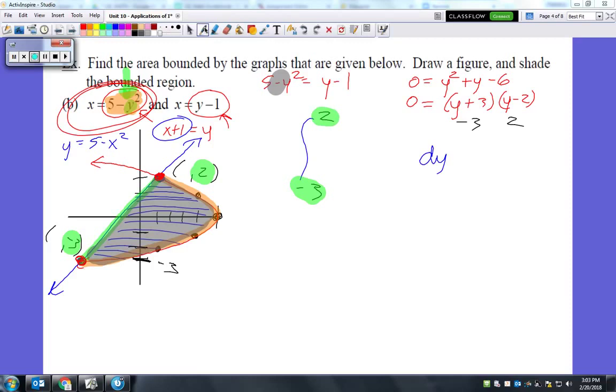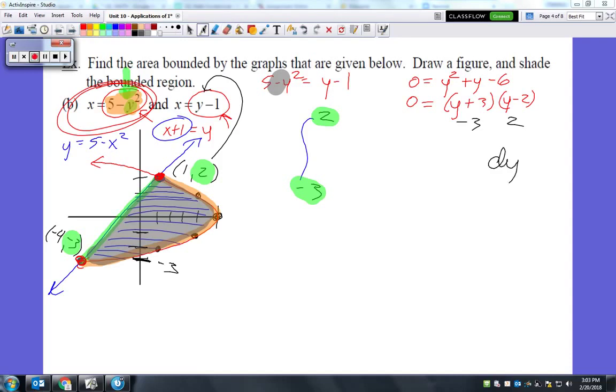Okay? Now, if I put negative 3 into any one of these functions and solve for its x value, I'd get negative 4 here. If I put a 2 as a y value, I'd get 1. So the values are negative 4, negative 3, and 1 and 2. But again, all we care about are what? The y values. Okay? So now we have to determine what's the top function.